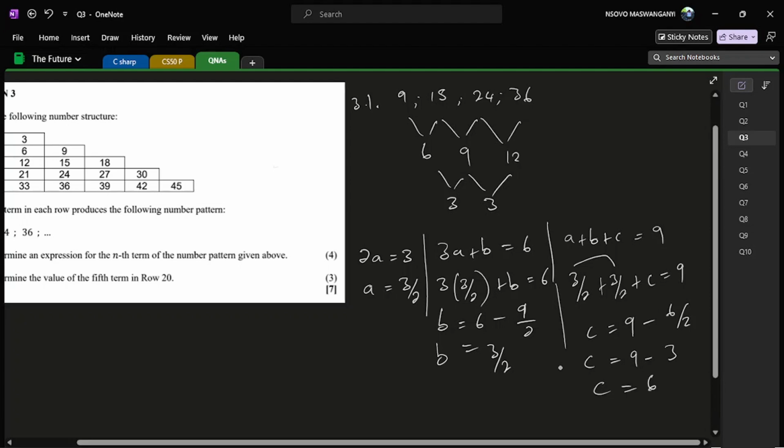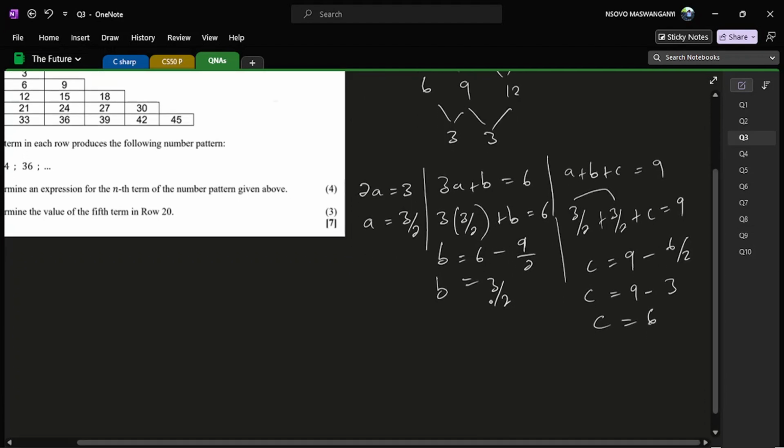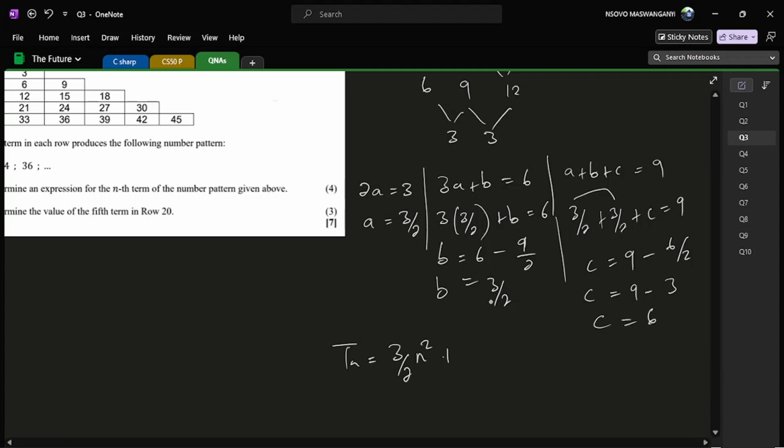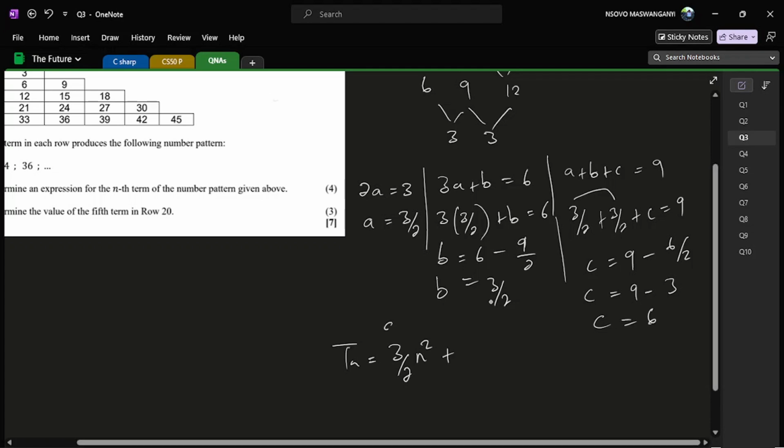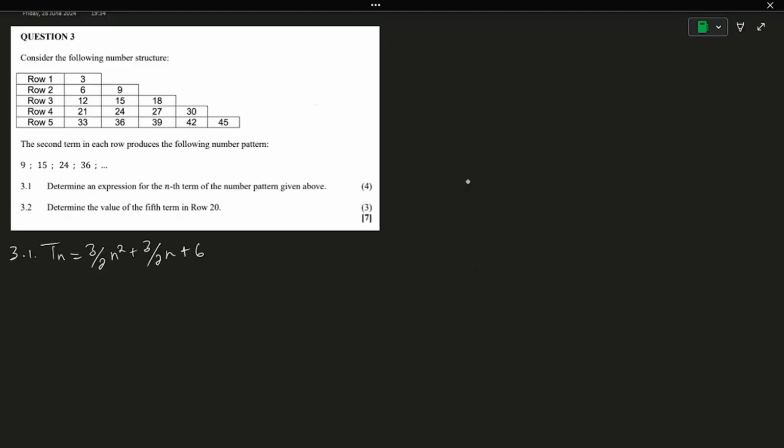So our general term, or our expression for the nth term, is just Tn being equal to a, which is 3 over 2 n squared, plus, this comes from an squared plus bn plus c, by the way, 3 over 2 n plus 6, and this is our answer. Right, so we're done with question 3.1.